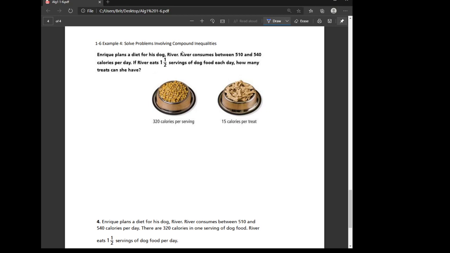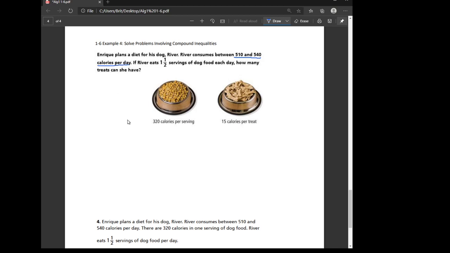So, in this example, we are talking about a kid named Enrique and his dog River. And Enrique is trying to help River with some diet issues, which I think we all need here in the quarantine, right? So, he says that River is consuming between 510 and 540 calories per day.